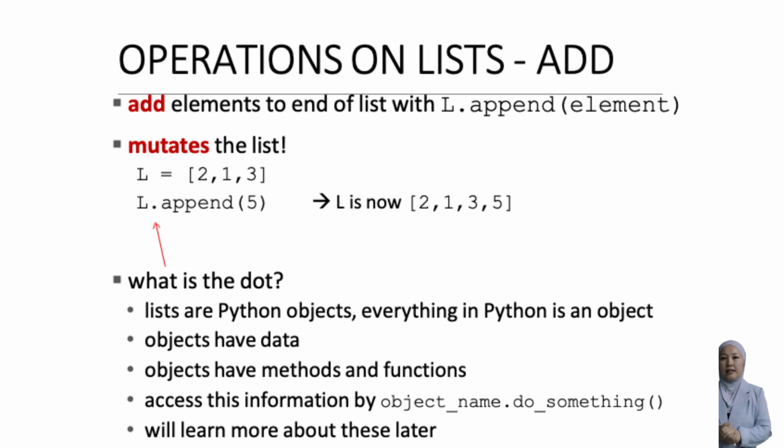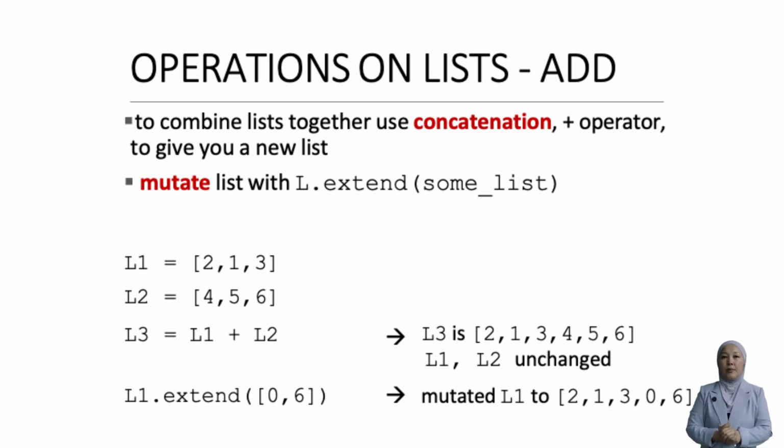Objects have data, the elements, and associated methods, functions that belong to the object. The syntax object name dot method name calls that method on the object. Append is a method of list objects. We'll delve deeper into objects later, but for now, understand that the dot operator accesses capabilities tied to the specific data type. There are two ways to combine lists.